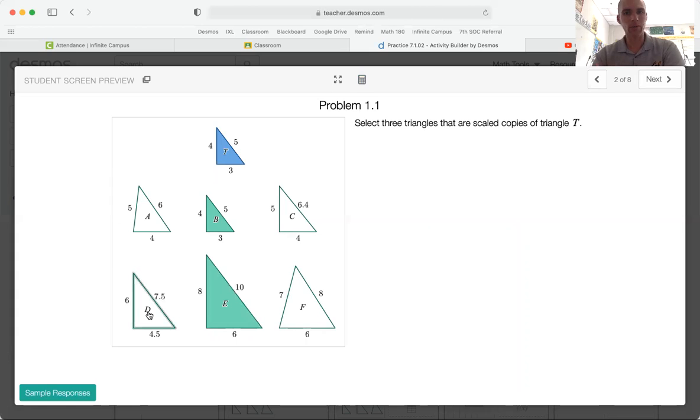Now, D is a little bit harder because we got these decimals, and it might not be so easy for everyone to figure out what number times 3 equals 4.5 and what number times 5 equals 7.5.